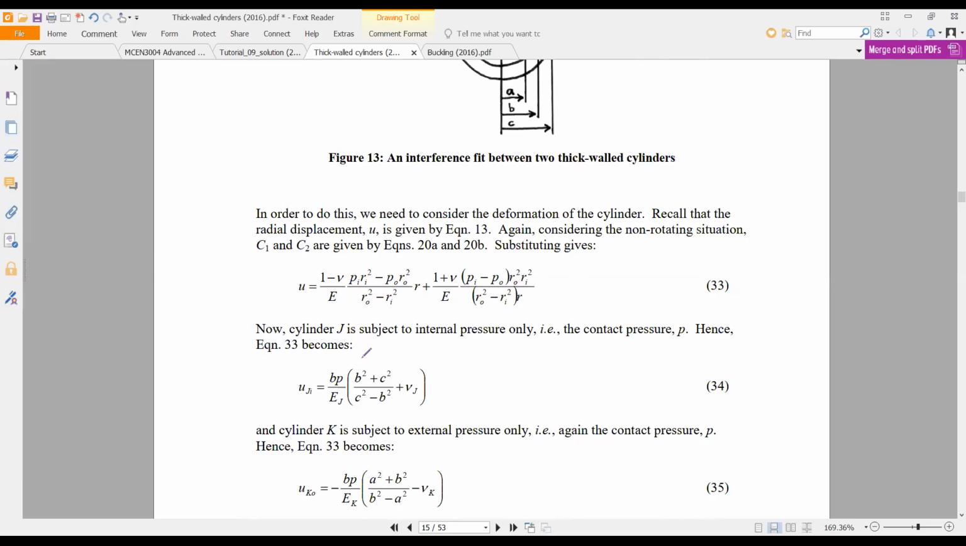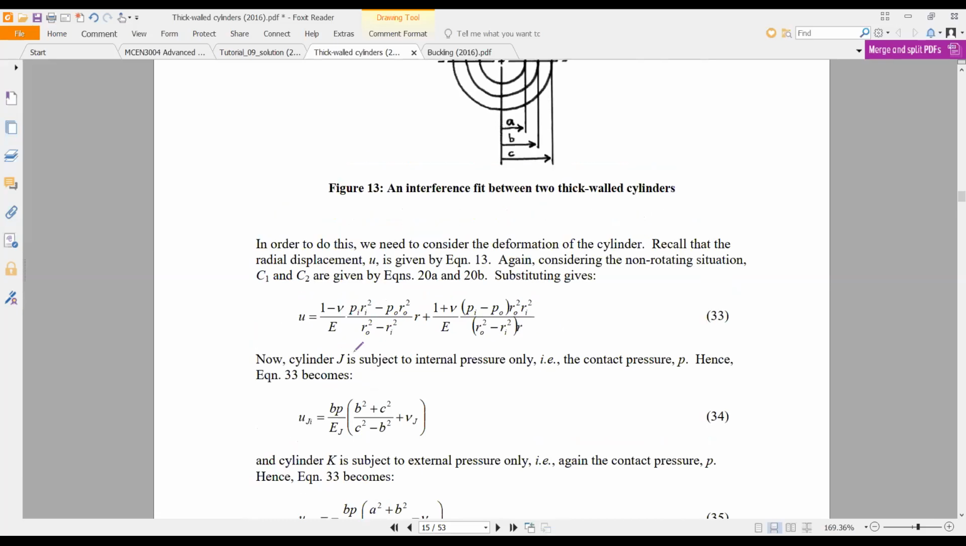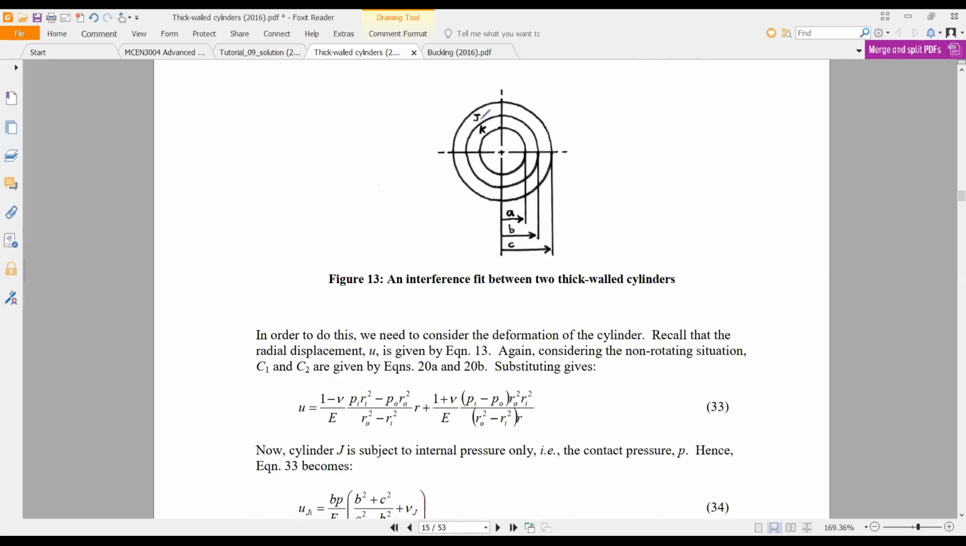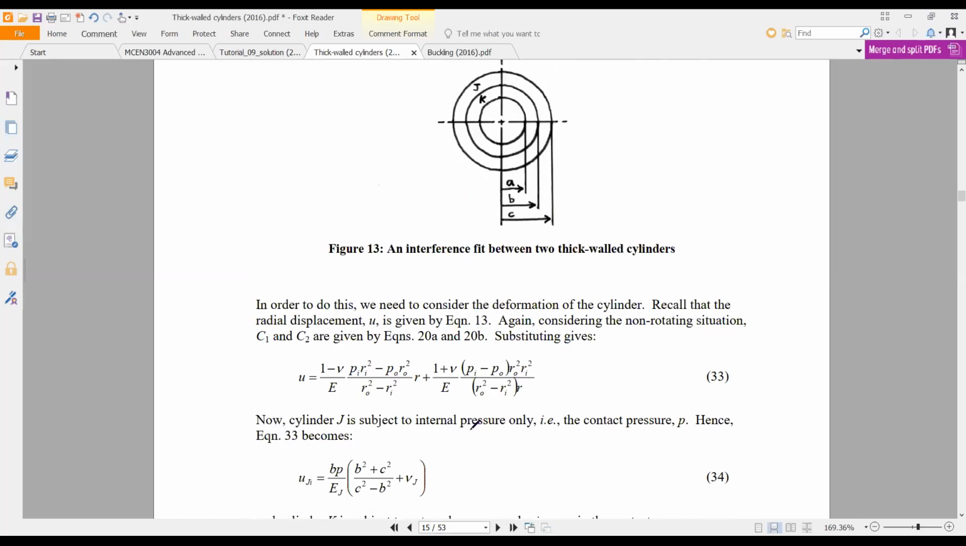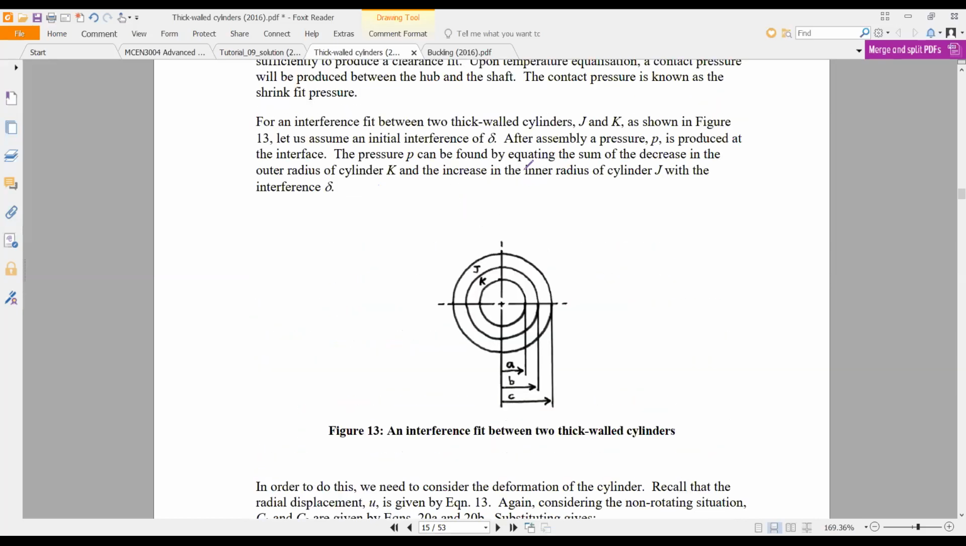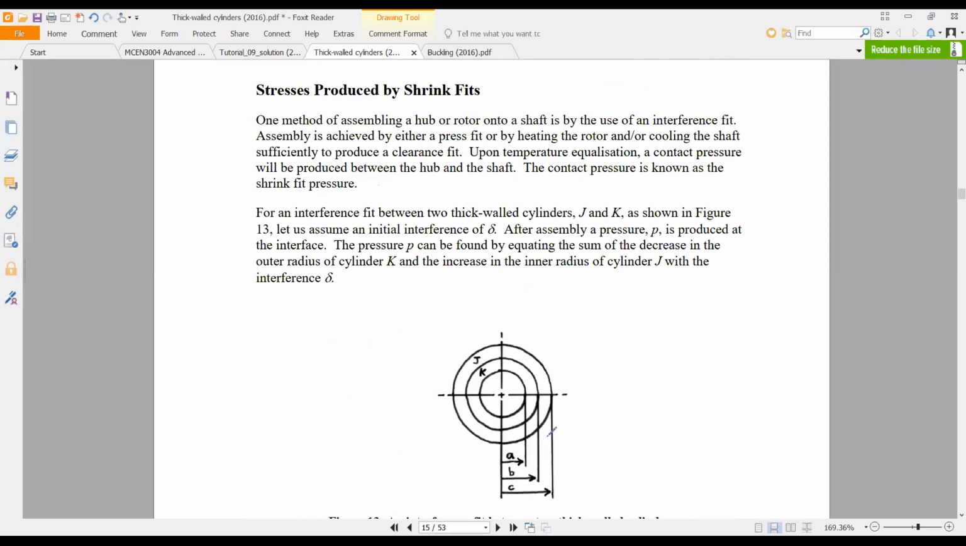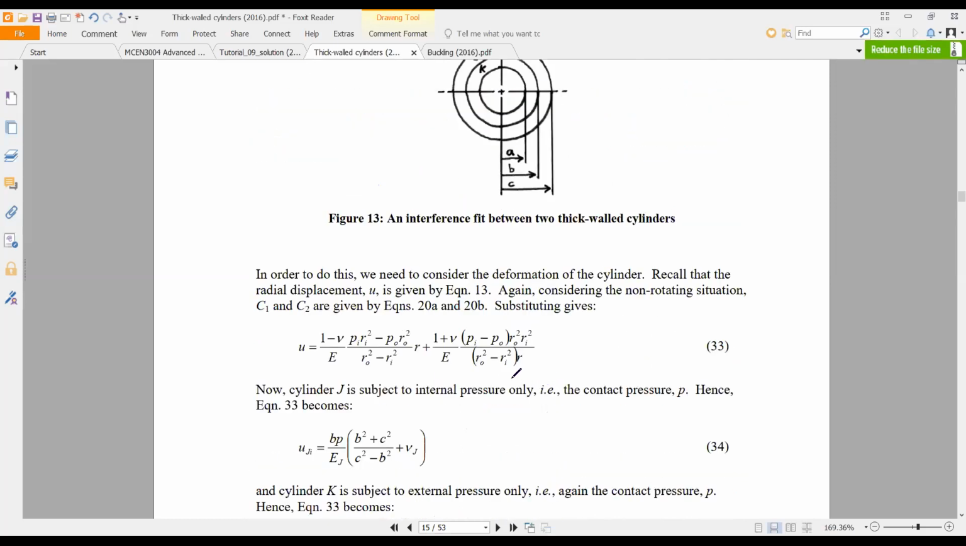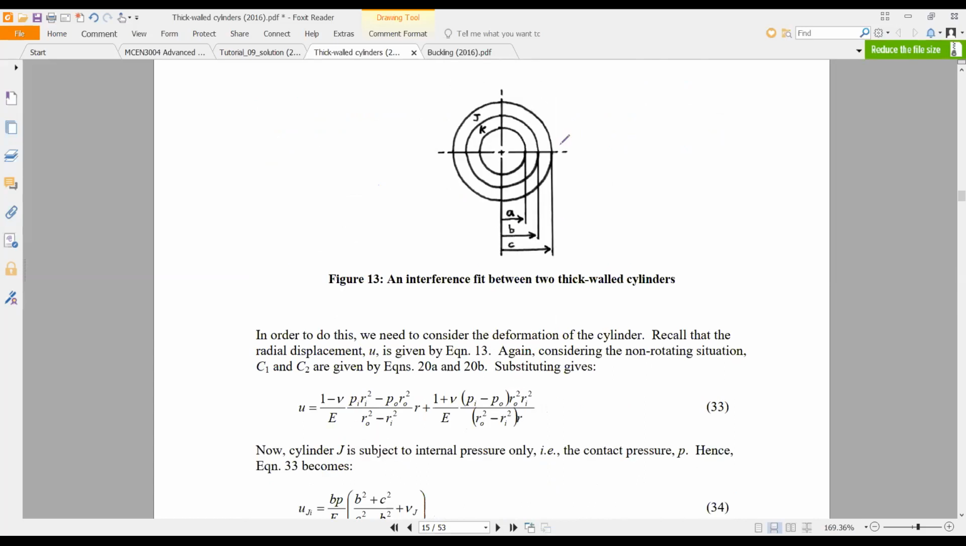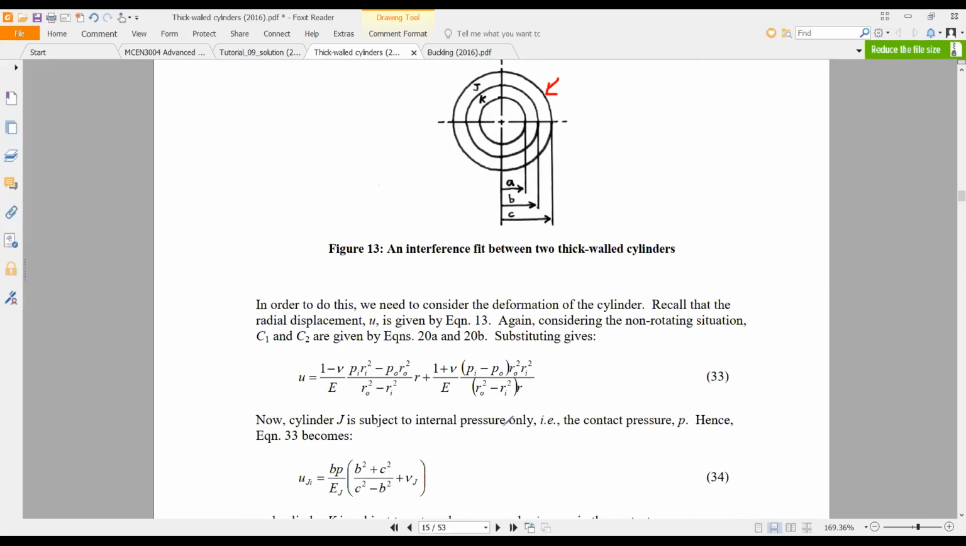And then the radial displacement of the J cylinder. J cylinder meaning the outer cylinder. So the outer cylinder, assume this cylinder doesn't have external pressure, okay, only internally pressurized due to this K. This J is not pressurized externally. Due to this K on this surface, there is a pressure, okay. So it is only internally pressured due to K.